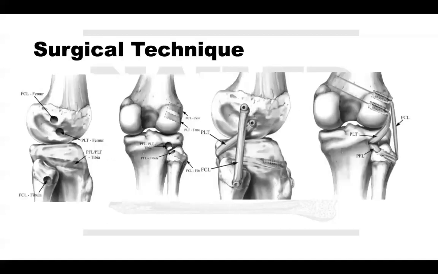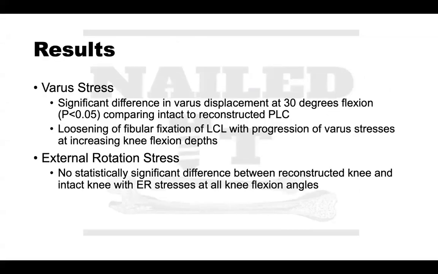And the surgical technique that they used was the one that we just discussed from the prior paper from LaPrade, the 2-tunnel anatomic reconstructive technique. So after they performed those reconstructions, they immediately put the reconstructed knees under varus and external rotation stresses. From a varus standpoint, there is a significant difference in varus displacement at 30 degrees of flexion in the reconstructed knee, comparing it to an intact native knee.